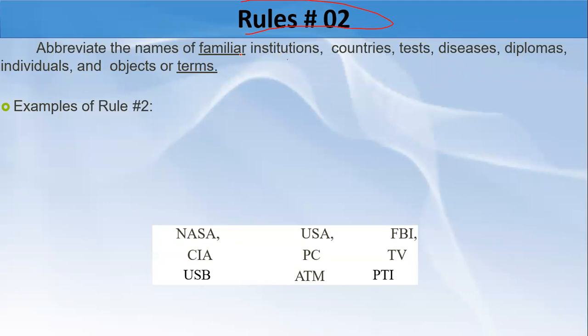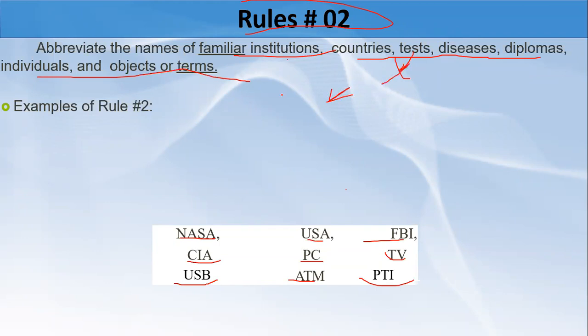I'm moving to rule number two: abbreviate the names of familiar institutions, countries, tests, diseases, diplomas, individuals, and objects or terms. Like we have NASA, USA, FBI, TV, PC, CIA, USB, ATM, PTI, NUML. For tests, we have NTS or ETEA test, or SST, secondary school teacher, PST, primary school teacher, okay.